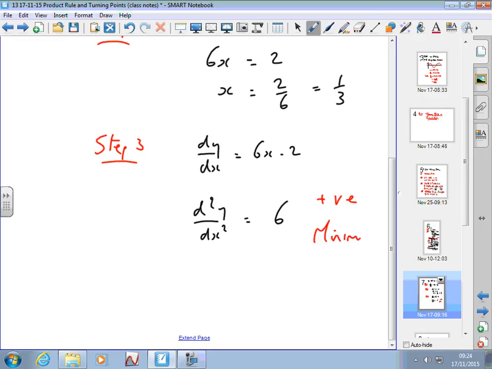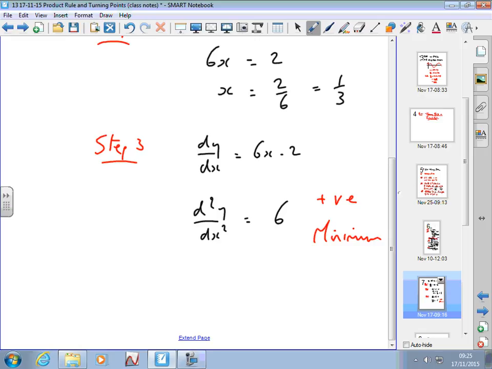So I've got a minimum value. Nothing I need to do, it's just positive. So I don't need to put x back in. It's telling me that that is a minimum. The second differential is turning from a negative to a positive, so it's a minimum value. And so I now know I have a minimum at this value of x, 1/3.